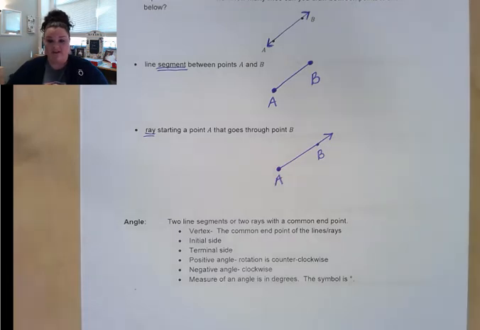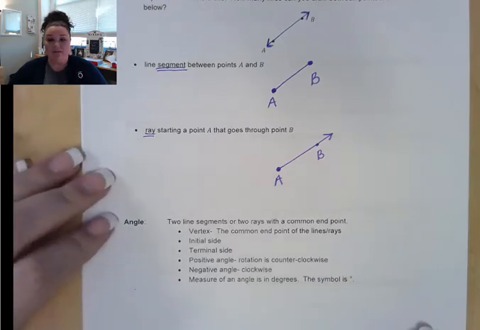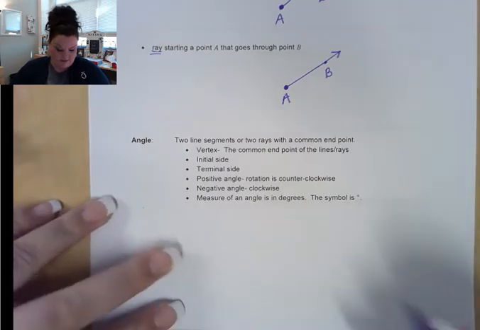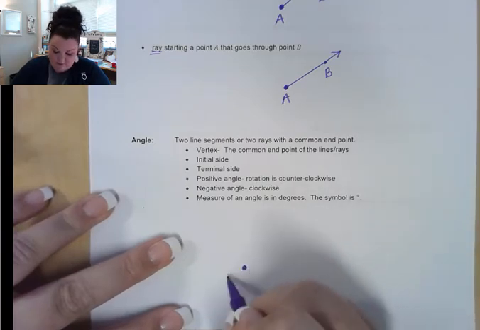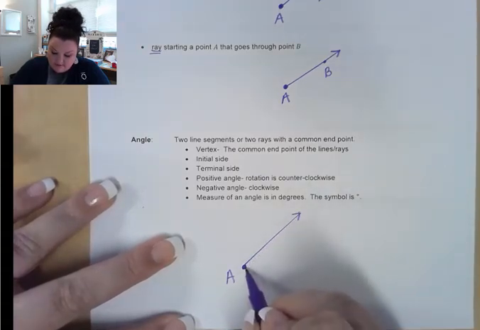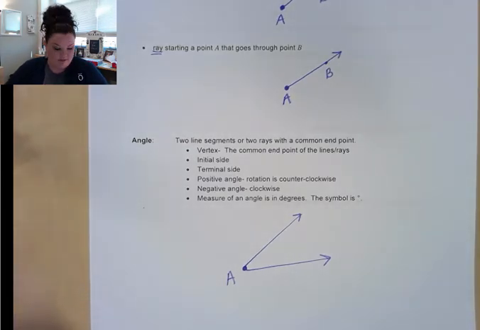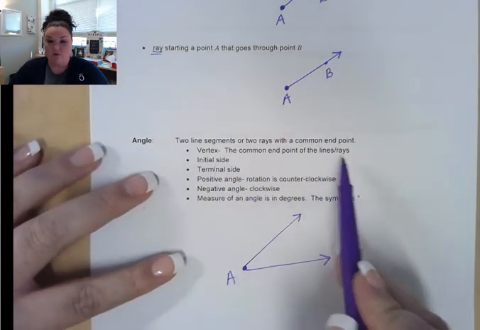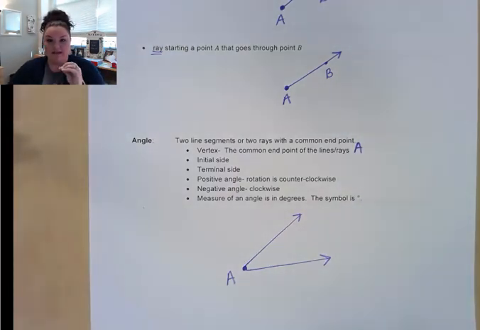All right, so let's look at 2 line segments or 2 rays that have a common endpoint. I'm going to draw a picture to help us visualize this. So we're talking about 2 rays with a common endpoint. Let's say this is our common endpoint, which we could call A or whatever we want to call it. So we have this ray and maybe we have this ray. We have 2 rays that have an endpoint in common. The vertex is the common endpoint of the lines or the rays. So in this case, that's our point A here. A vertex is that common endpoint.